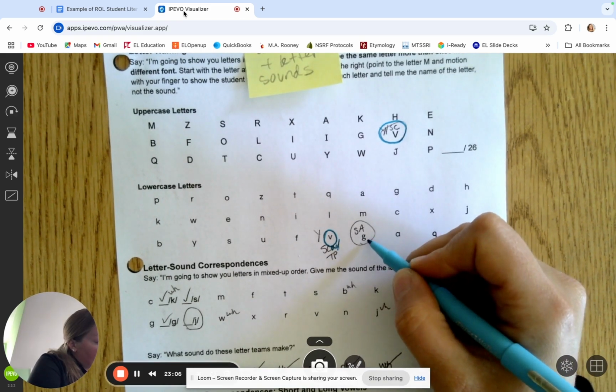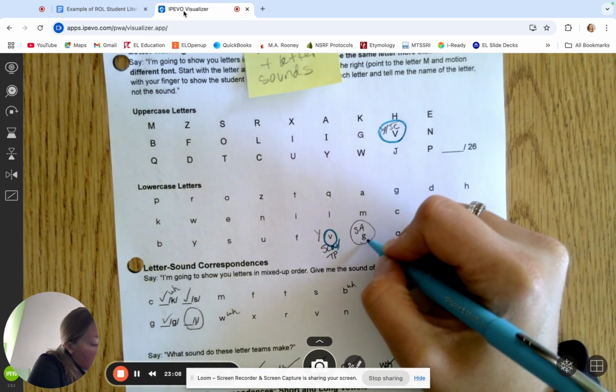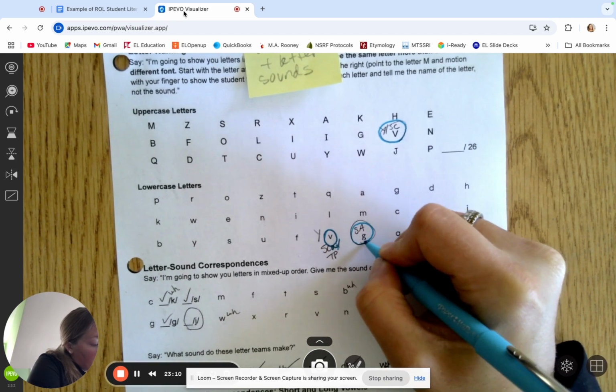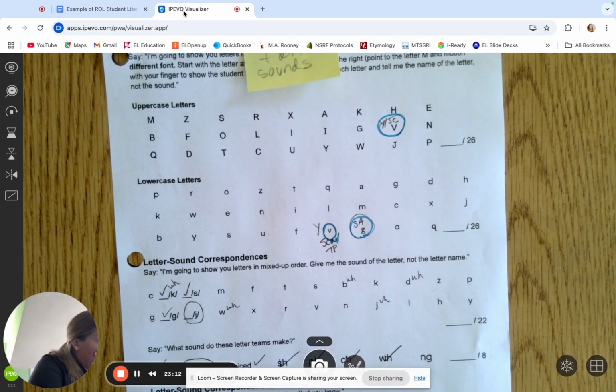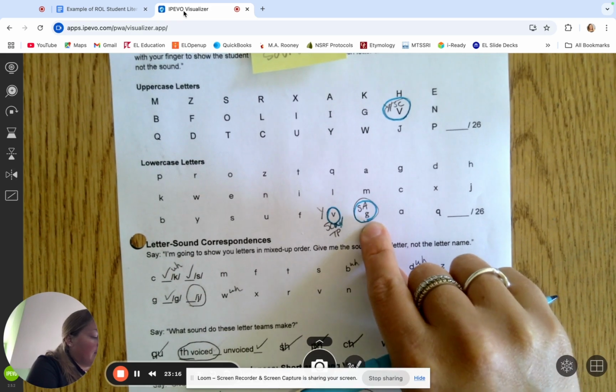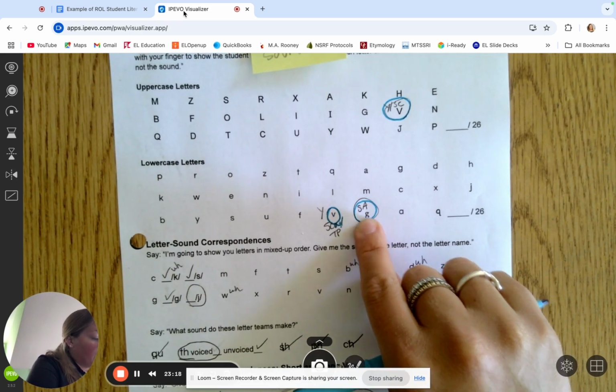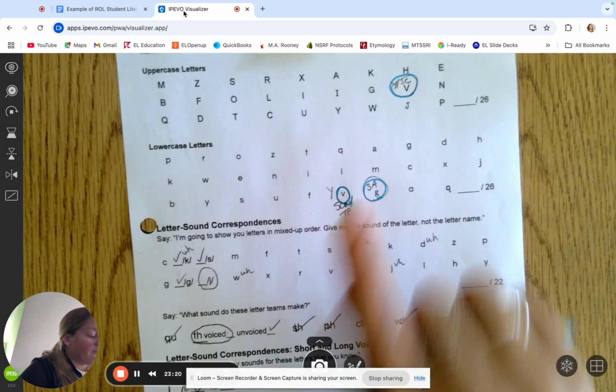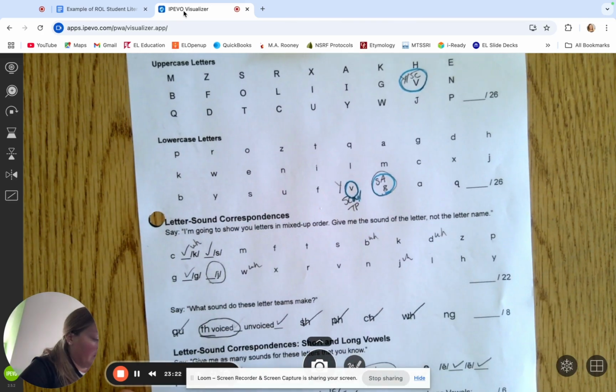And the G right here, he needs help with. So the SA means student asked. So he looked at it and he asked me for my help. He couldn't identify it. He said, what's that letter? So I'll just circle it because he doesn't know it.